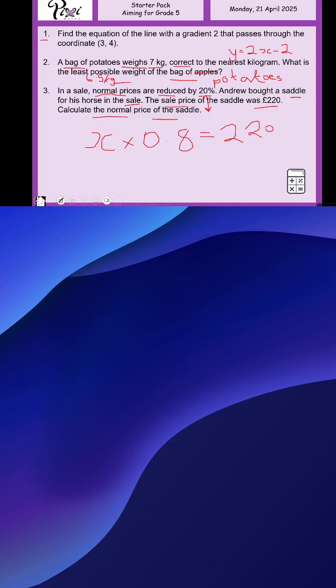To rearrange this, guys, I'm going to divide by 0.8. So 220 divided by 0.8. I can work it out in my head. That'll be 2,200 divided by 8, same thing. So half it, I get 1,100. Half it again, half of 1,100 would be 550.